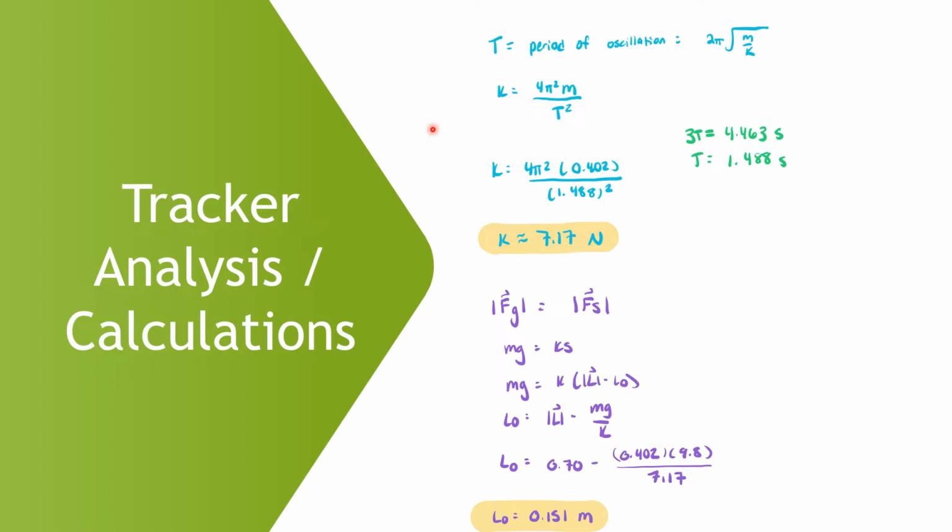I did some analysis of the video to determine that our coefficient of stiffness for the spring is 7.17 newtons per meter. I did that by finding the average period, which is T, and then plugging it into this formula. Additionally, since the magnitudes of gravitational force and spring force must be equivalent to cancel each other out, I found that the relaxed length is equal to 0.51 meters, and I found that using this formula right here.